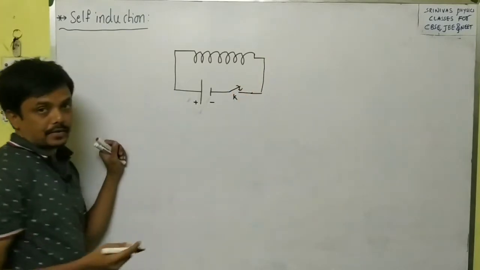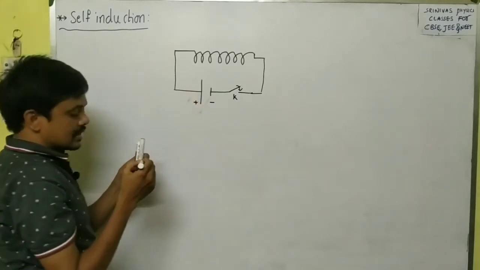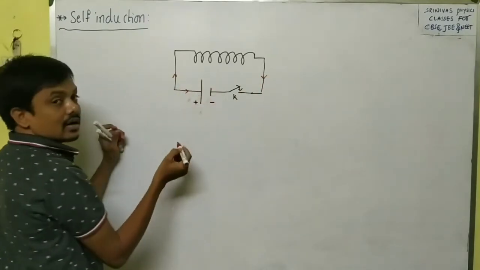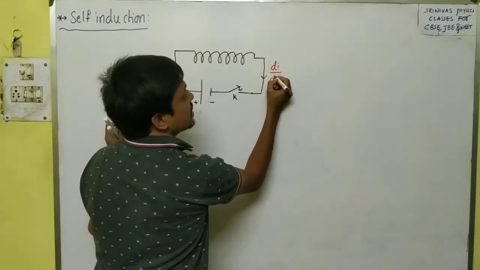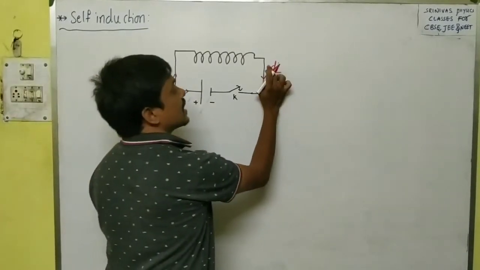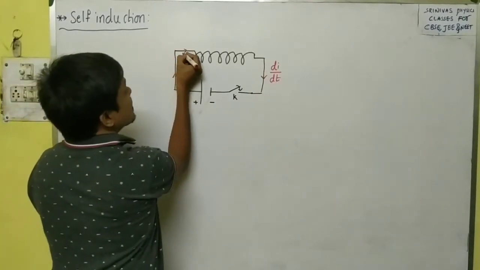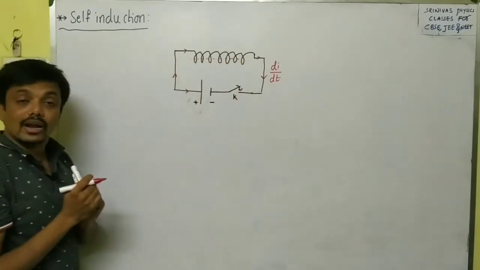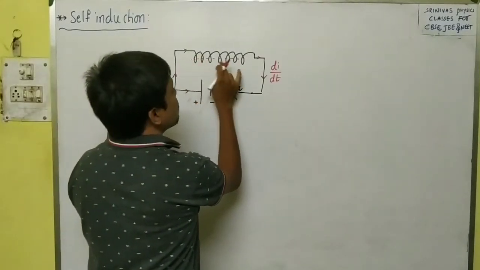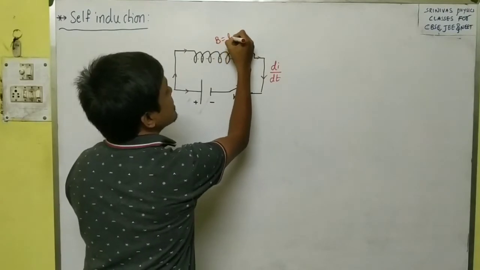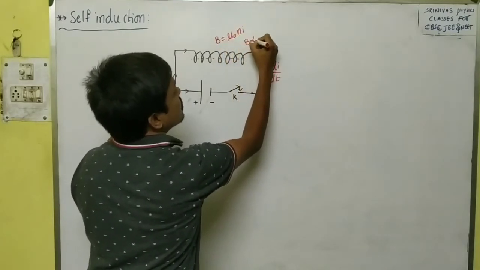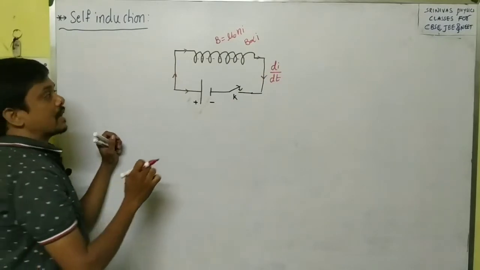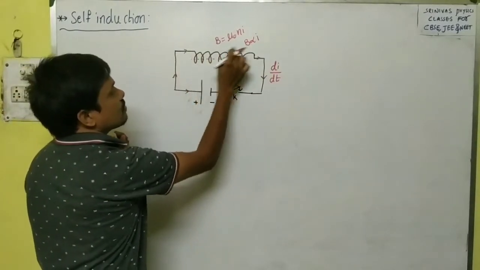Now when we close this plug key, the current in this coil will increase. For example, the current increases at the rate of dI by dt, that means for every second the increase in current is dI by dt. Then the field generated by this coil also changes. The field generated by this coil on its axis is mu naught N i, proportional to current. When we close the plug key, the current increases to a certain maximum value, and during that, the field also increases.